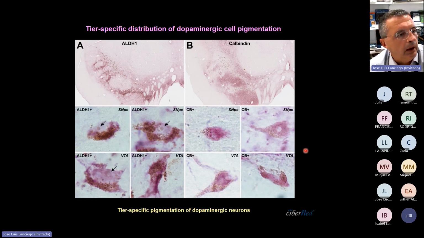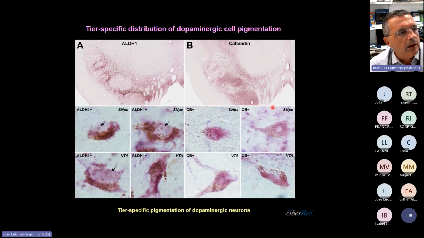So you go behind the microscope with more details. This is just a coronal section of the substantia nigra. This is the midline. This is the substantia nigra. This is the red nucleus, for example. This is stained with aldehyde dehydrogenase type 1. This is a marker for the ventral tier of the substantia nigra.